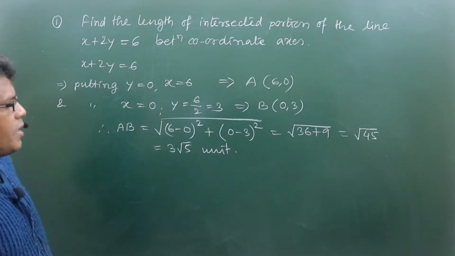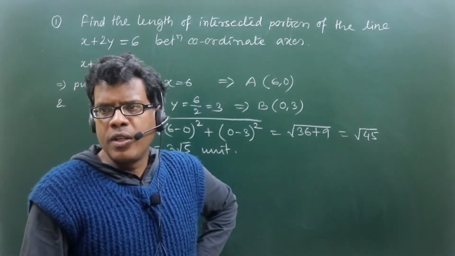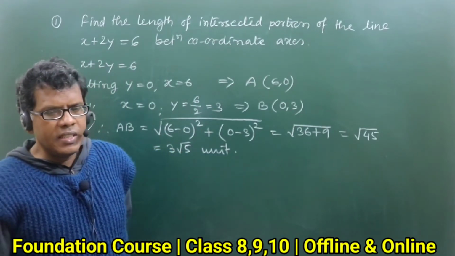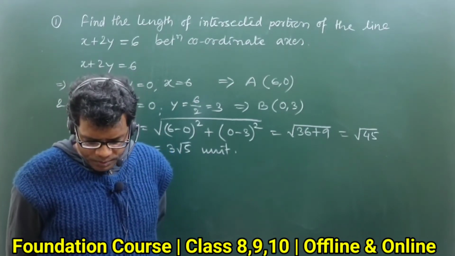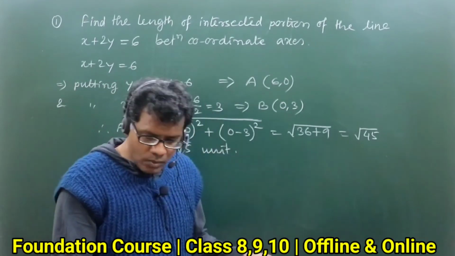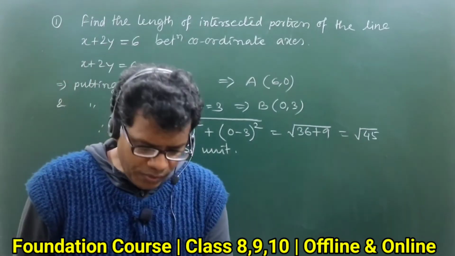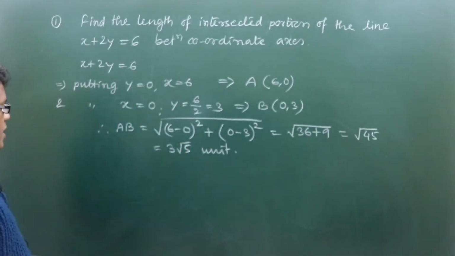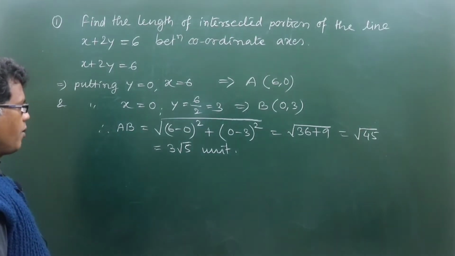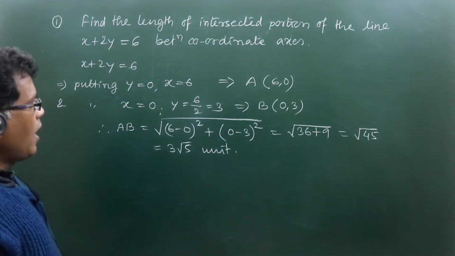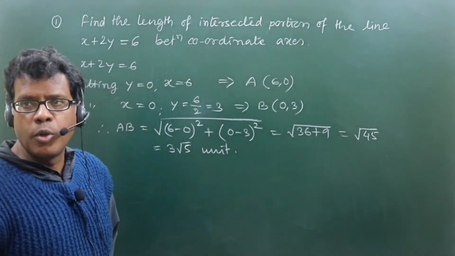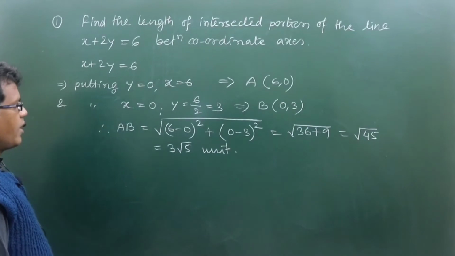In which quadrant will this intersected portion lie? First quadrant, yes, because both x intersecting point and y intersecting point are positive. X intersecting point is on positive x axis and y intersecting point is on positive y axis, right?